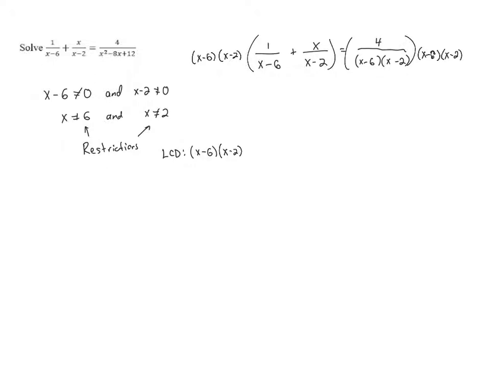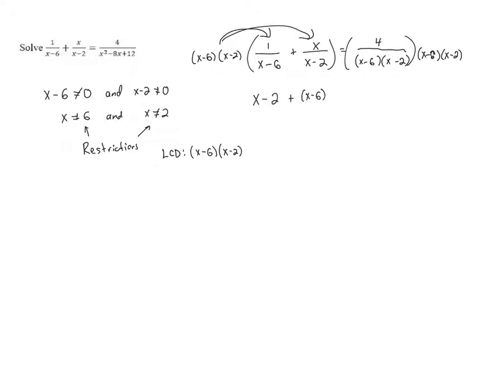Not the prettiest 6, but we will survive. On the left-hand side, we need to distribute. Notice in the first term, we've got an x minus 6 in the bottom. That's going to cancel with the x minus 6 on the outside. Those go away, and we're left with x minus 2 times 1, which is just x minus 2. I'm going to leave that like that. Then we have plus. In the second term, the x minus 2's will cancel because we've got one in the denominator and one out front. So we're left with that x minus 6 times x.